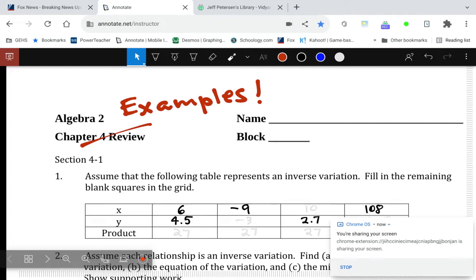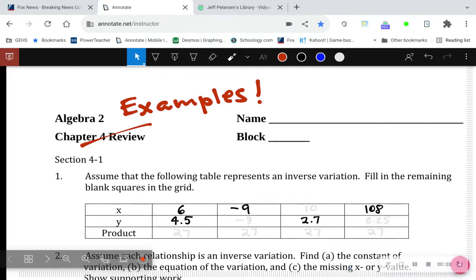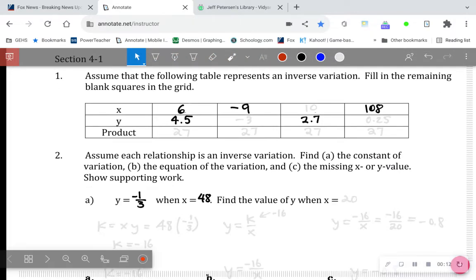Okay, these are the examples I'm going to make for you guys when you're studying for Chapter 4. And the first section here deals with inverse variation. What we have in this section is a case where the x times the y should be constant. So if you look in the first column here, you have both an x and a y. And if you multiply those, you end up with 6 times 4.5 is 27.